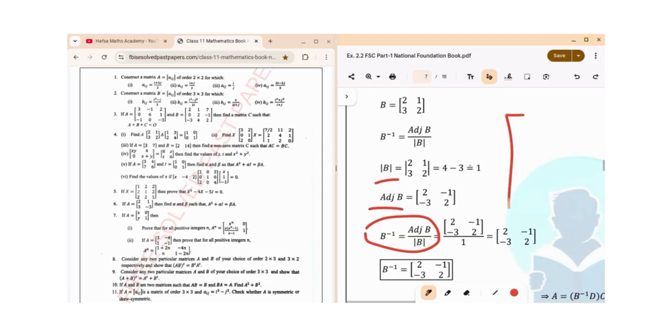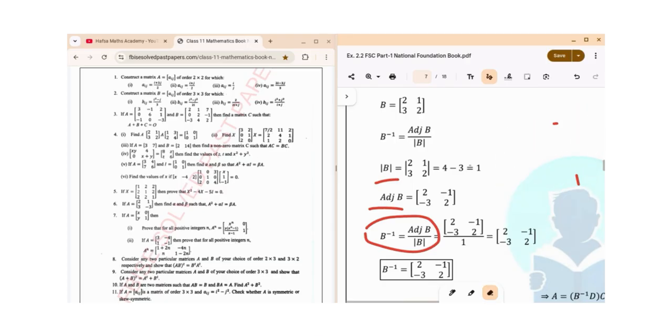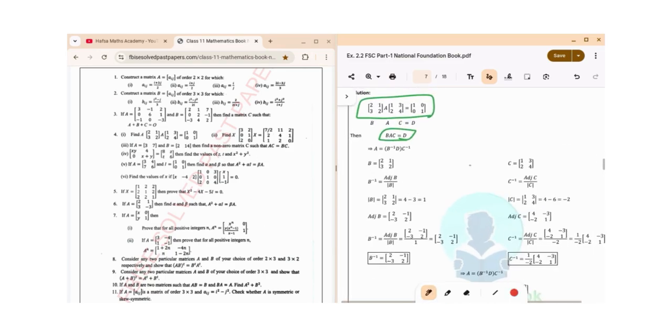So in this case, they haven't shown the working, but this is what it would look like. 2 divided by 1, minus 1 divided by 1, minus 3 divided by 1, and again 2 divided by 1, which becomes 2, minus 1, minus 3, and 2, because anything divided by 1 is itself. So yeah, that is how you found the inverse of B, all right? That's one part of your solution done.